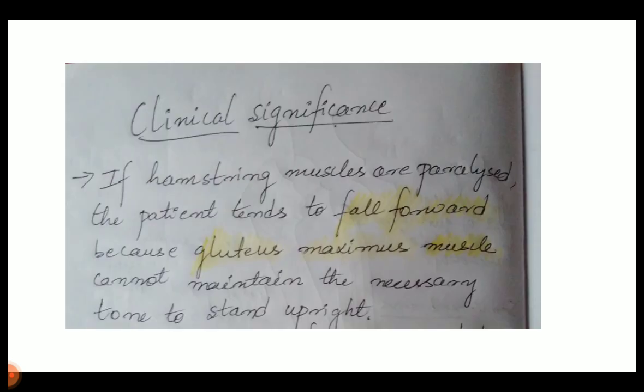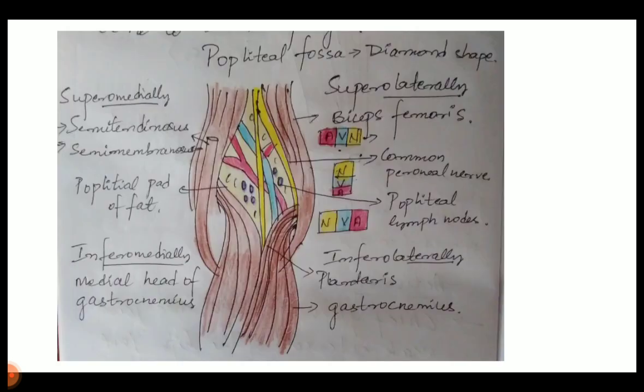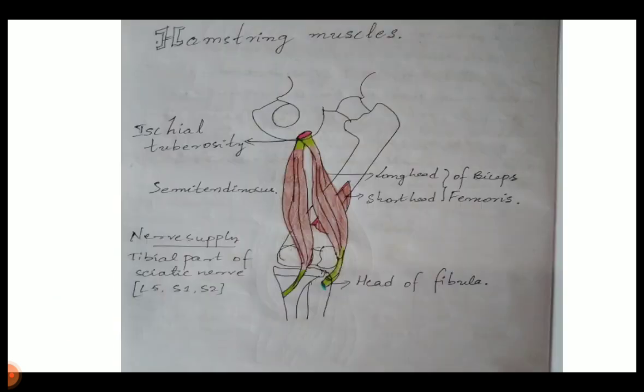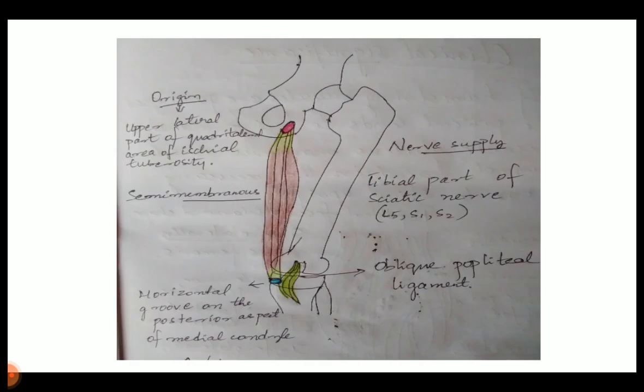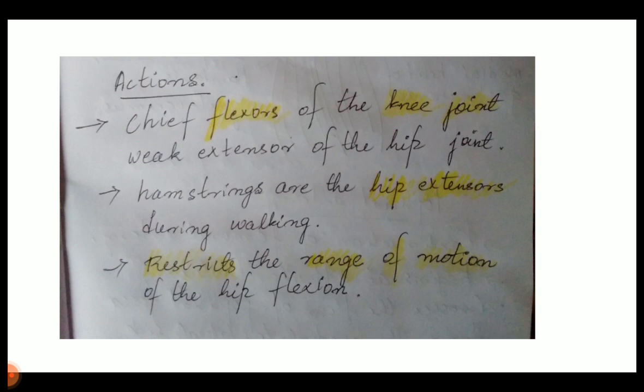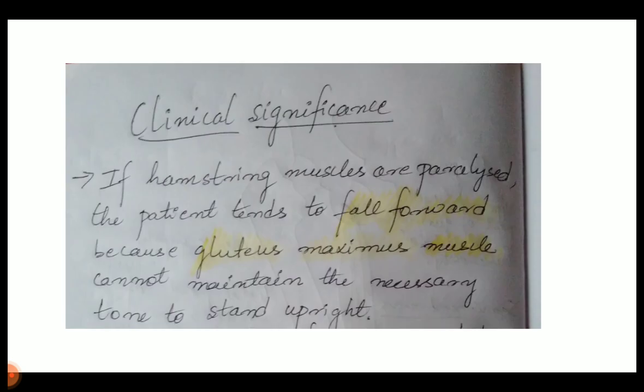When it comes to the clinical significance, if the hamstring muscles are paralyzed, the patient tends to fall forward because the gluteus maximus muscle cannot maintain the necessary tone to stand upright. It's all about the hamstring muscles. Here we have semitendinosus: origin, insertion, nerve supply, and semimembranosus: origin, insertion, nerve supply. Next is the action, you can go through. And next is the clinical significance, which we have completed.